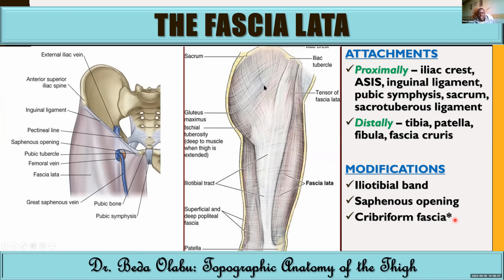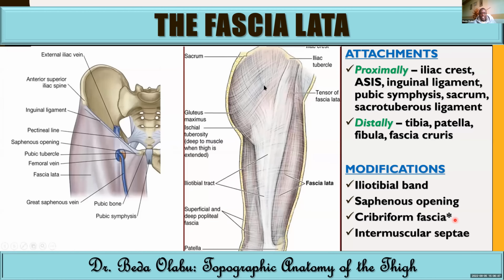Now, I put it with an asterisk to remind me that in the strict sense, the cribriform fascia may not be a modification of the fascia lata. It is just an extension of superficial fascia over the saphenous opening. But it is worth mentioning because it covers the saphenous opening. And so it's acting as a deep fascia at that particular point, because beyond that, we have the deep structures. This fascia is penetrated by a number of things, and that is why it has a sieve-like appearance. And that's why it's called the cribriform fascia.